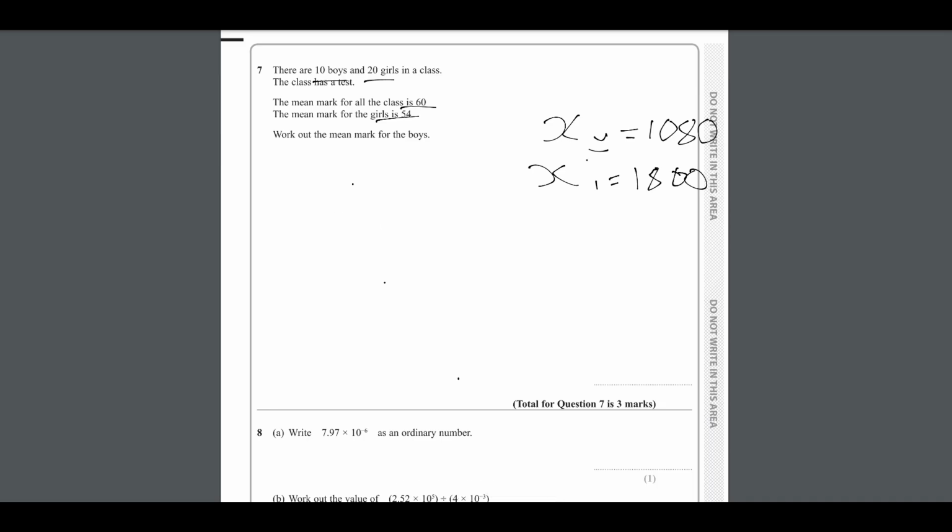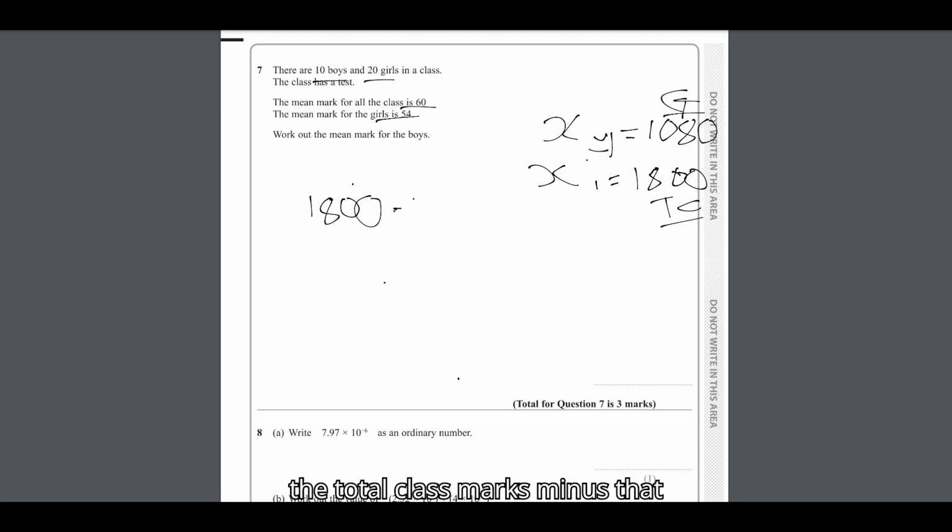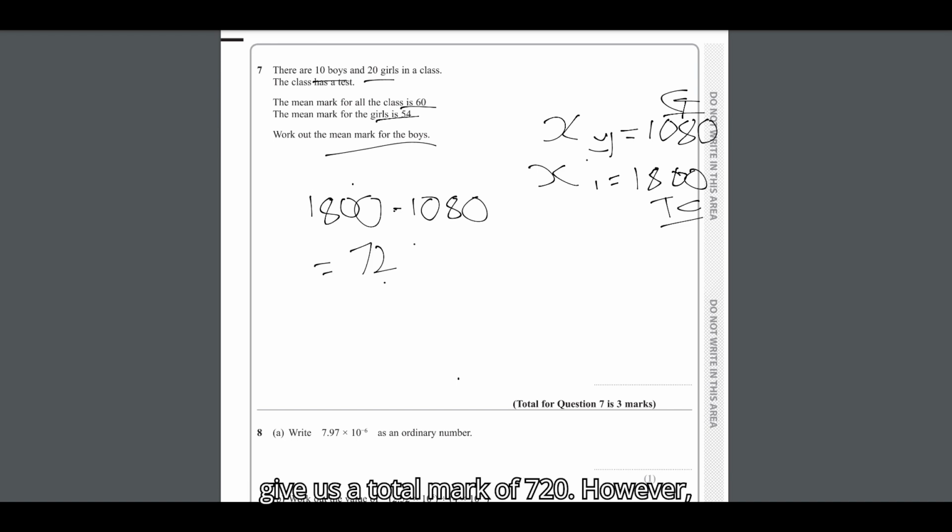Okay, so now we've got the total value for girls. This is G, and this is the total for the class. So we have to take away the girls' marks from the total class marks, 1,800, as we're finding out the mean mark for the boys. That will give us a total mark of 720.